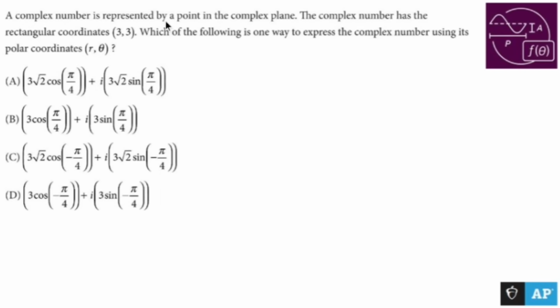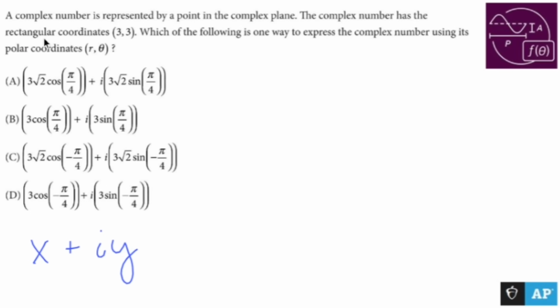A complex number is represented by the point in a complex plane. For what it's worth, complex numbers in the complex plane can be written like that. So that's part 1. The complex number has the rectangular coordinates 3, 3. Which of the following is one way to express the complex number using the polar coordinates r theta? So what I have to do is turn rectangular 3, 3 into polar r theta. Once I have that, I then plug whatever x and whatever y I get into here, and that gives me my answer. So a very roundabout problem, but, you know, it's AP, so it's got to be a pain.